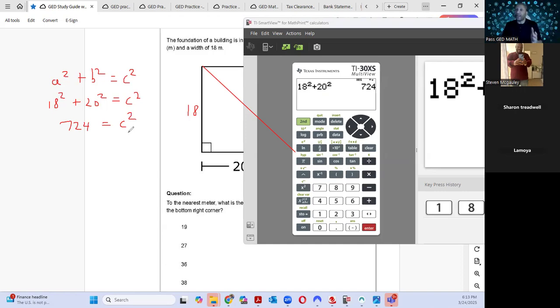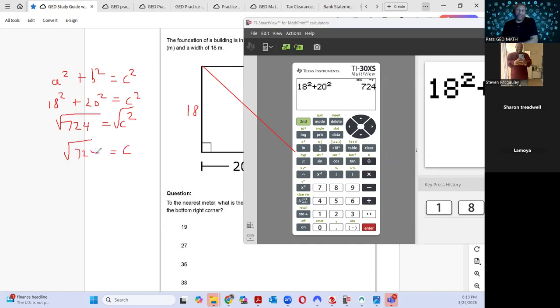Yes. Okay. Now, but I'm not done. That says C squared. I need to know what C is. So how can I get C all by itself? Take the square root of both sides. So C equals the square root of 724.